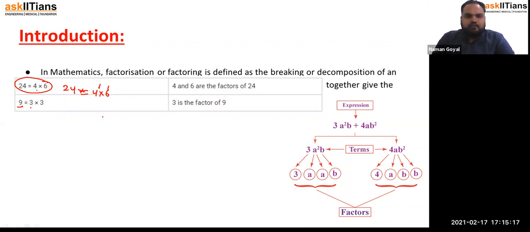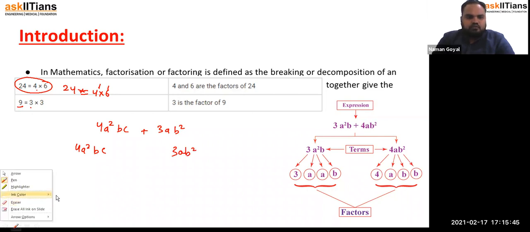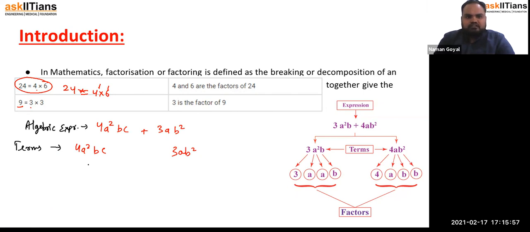If we have an expression, for example, 4a square bc plus 3ab square, this expression is made up of two terms. The two terms are 4a square bc and 3ab square. This is an algebraic expression, and these are terms.